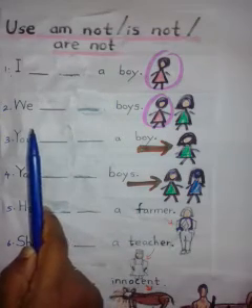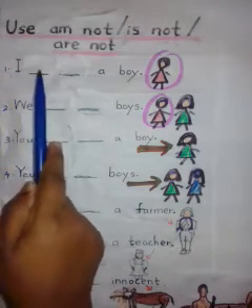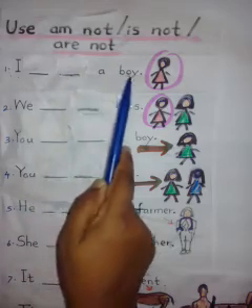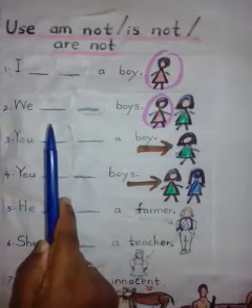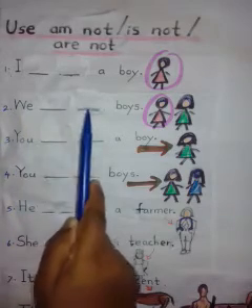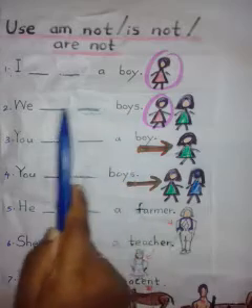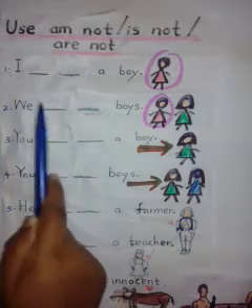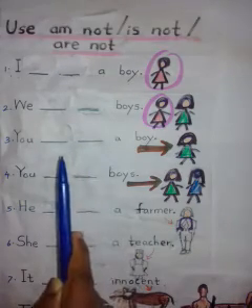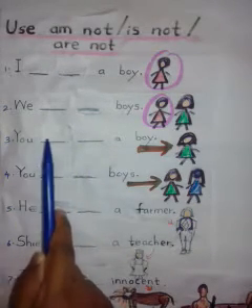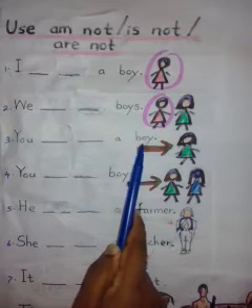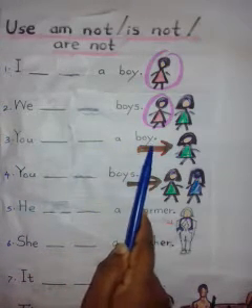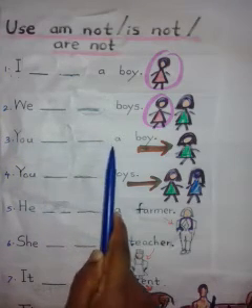A boy. I am not a boy. We boys. We are not boys. You a boy. You are not a boy.